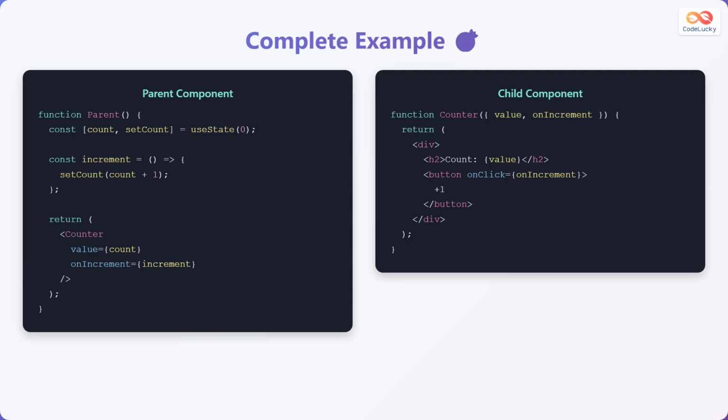It receives the value and onIncrement props from the parent component. It displays the current value of count and attaches the onIncrement function to the onClick event of a button. When the button is clicked, the increment function in the parent component is executed, incrementing the count state and re-rendering the counter component with the updated value.